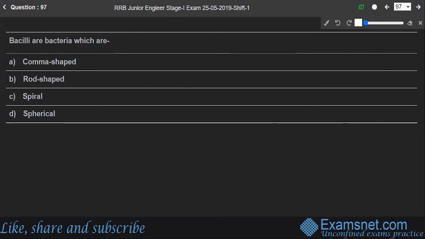Bacilli are the bacteria which are comma-shaped, rod-shaped, spiral, or spherical. Well, bacilli are your rod-shaped bacteria. Bacteria exist in a variety of forms: they may be comma, rod, spiral, or spherical shaped. The comma-shaped bacteria are Vibrio. The rod-shaped ones are the bacilli. Then you have the spiral ones, spirilla, and the spherical ones are cocci. So we have option B, rod-shaped, as the right answer.